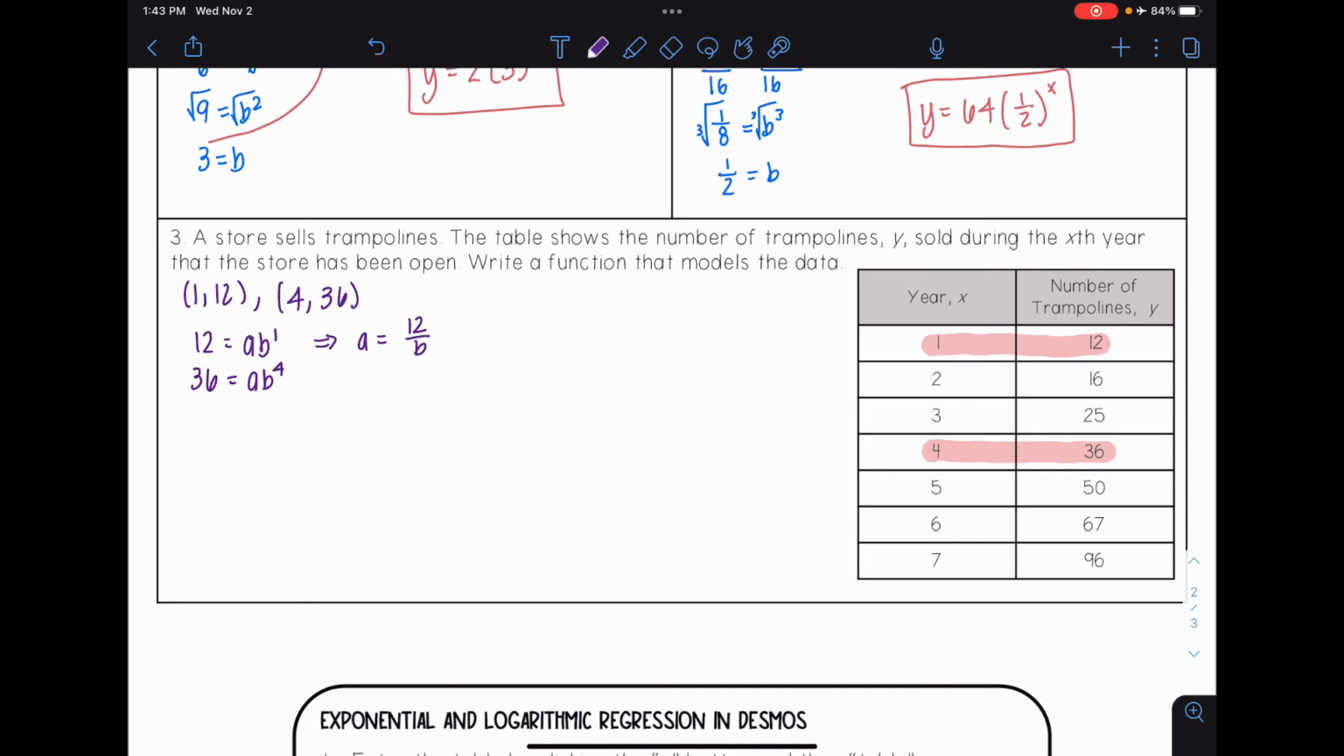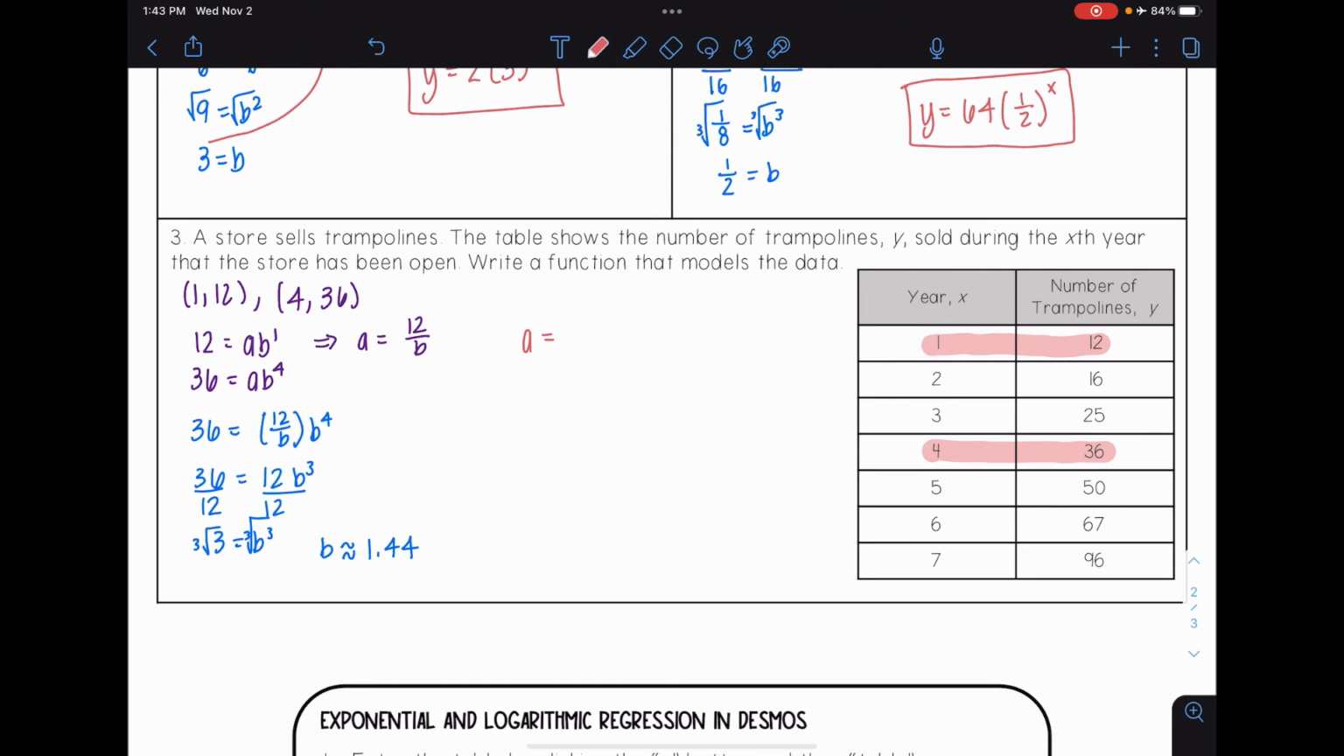Now I want to substitute that into my second equation. I get 36 is equal to 12 over b times b to the fourth. Simplifying that right-hand side, I get 12b cubed. Then dividing both sides by 12, I get 3 is equal to b cubed. To get rid of that cube, I need to take the cube root of both sides. Here I see I don't get a whole number, so rounding that, I get that b is approximately 1.44.